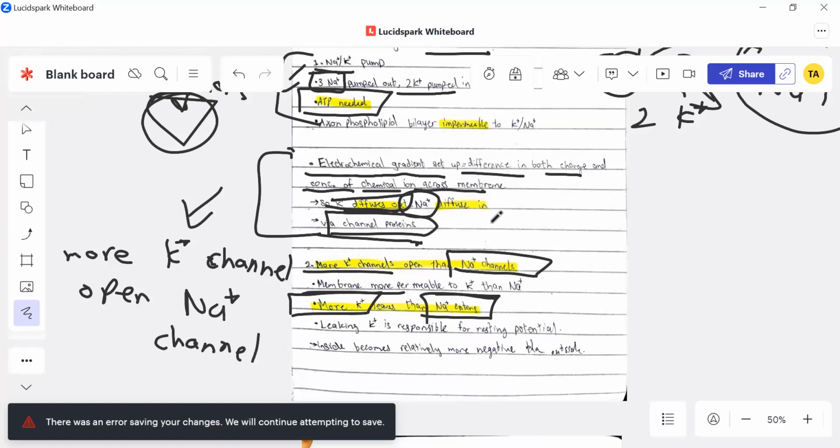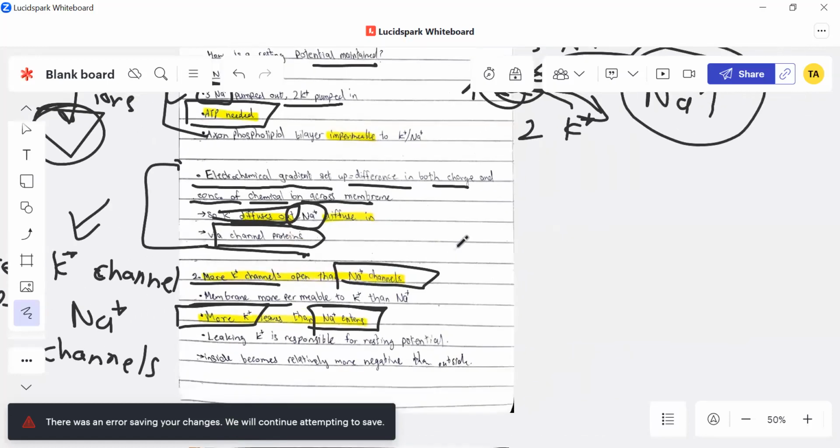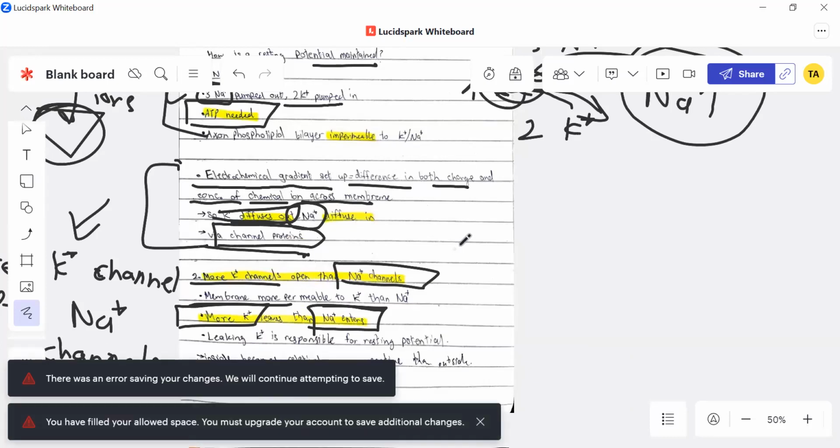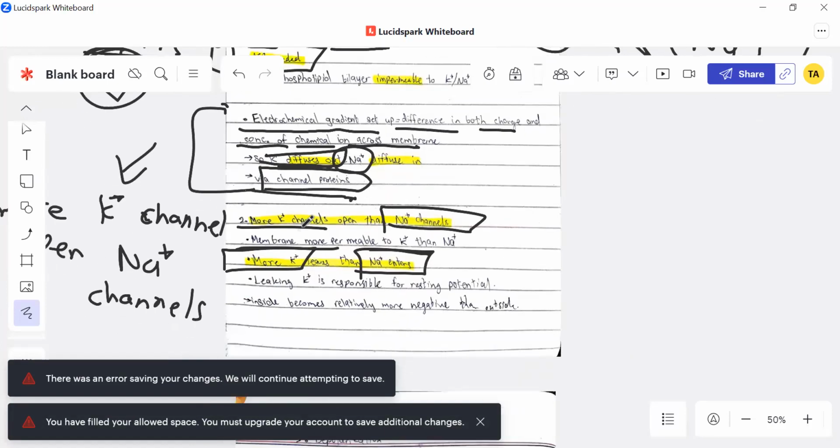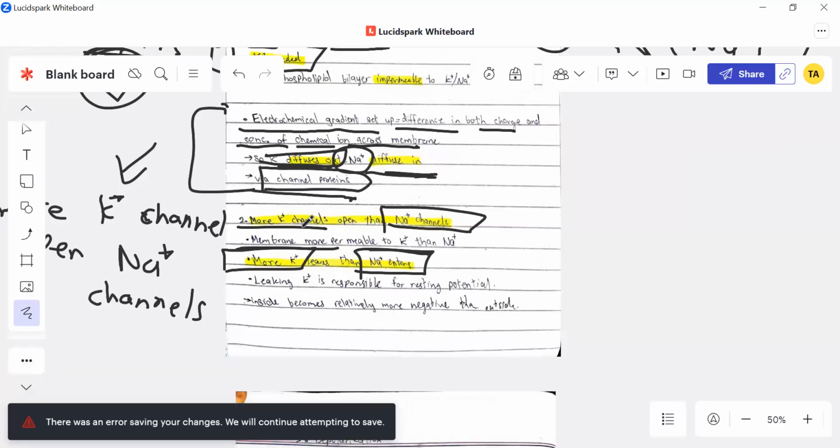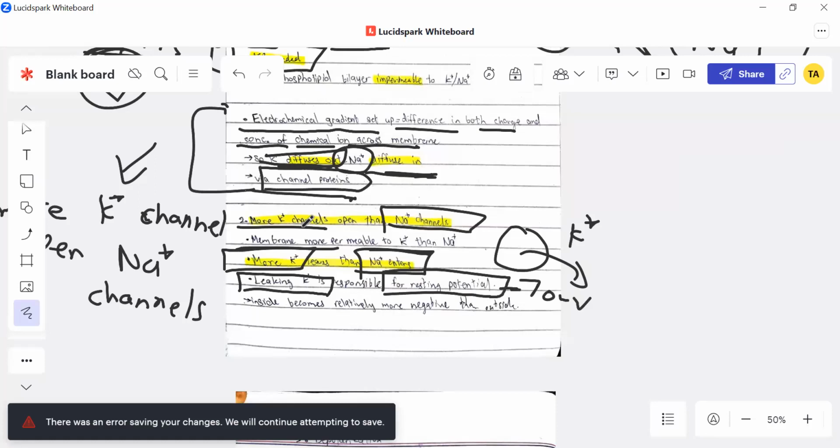This means that potassium ions would be constantly diffusing out of the cell. And because of this, more potassium ions are leaving the cell than sodium ions that are diffusing in. And this leaking of potassium ions will cause the resting potential to be maintained, which is negative 70 millivolts.